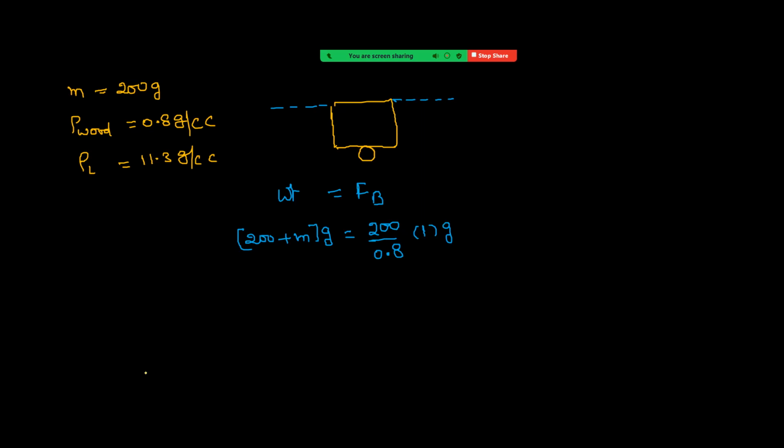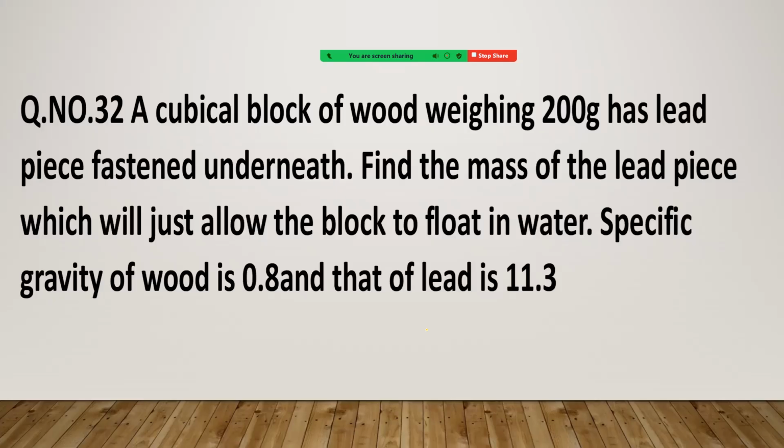Okay. So remaining just calculation part. See calculation now. I can cancel G. Now see remaining, 200 upon 0.8. So this is equal to how much? It is equal to 250, right? That means M value, so M equal to 50 gram. So it is very simple and direct. Okay. Let us see the next one.